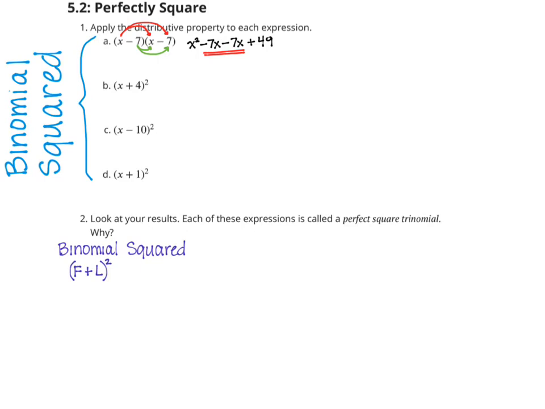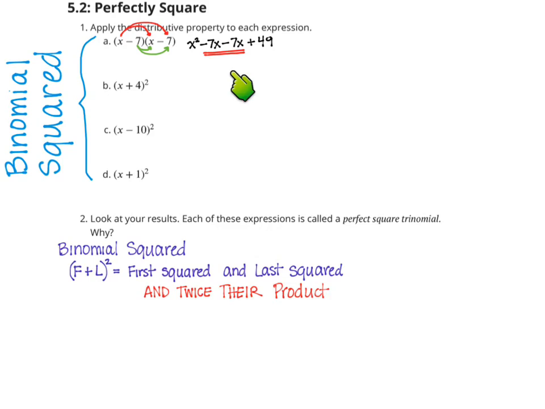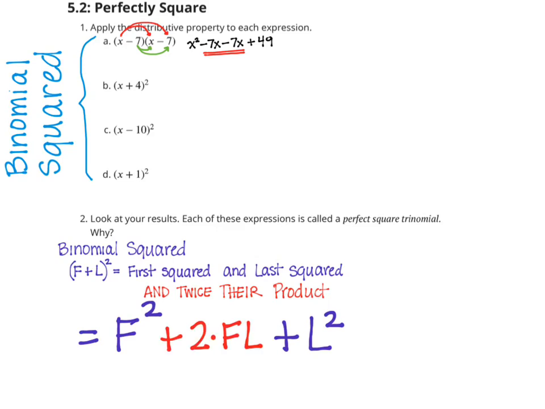We're going to be using it with all the other ones, and what you end up getting is the first one squared, like we had right here, the first one squared. And we get the last one squared, and we also get twice, meaning 2, of the product. And with letters, I can write that here as the first one squared and the last one squared, and twice their product, like this.